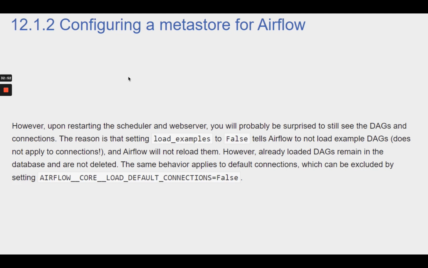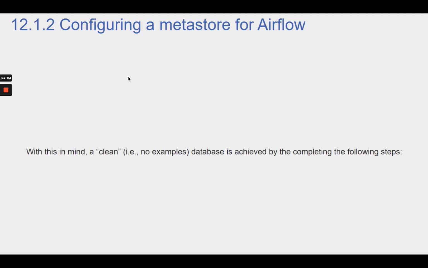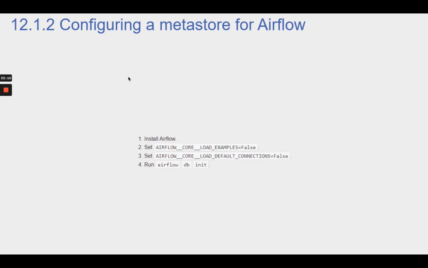The same behavior applies to default connections, which can be excluded by setting AIRFLOW__CORE__LOAD_DEFAULT_CONNECTIONS equals false. With this in mind, a clean, that is, no examples, database is achieved by completing the following steps. 1. Install Airflow. 2. Set AIRFLOW__CORE__LOAD_EXAMPLES equals false. 3. Set AIRFLOW__CORE__LOAD_DEFAULT_CONNECTIONS equals false. 4. Run airflow db init.